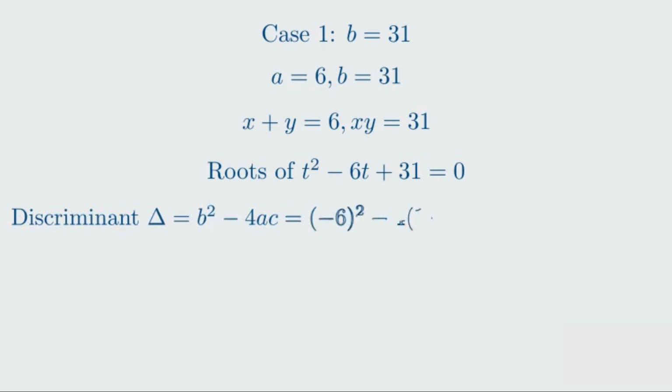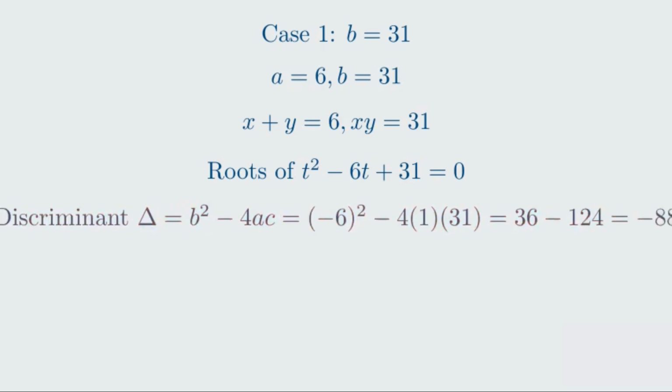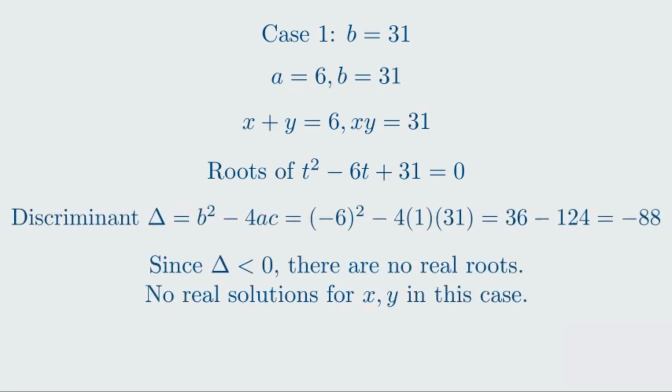The discriminant, delta, is b squared minus 4ac. In our case, that's 36 minus 4 times 31, which is 36 minus 124, resulting in negative 88. Since the discriminant is negative, there are no real roots, so there are no real solutions for x and y in this case. We can discard this scenario if we're only looking for real solutions.